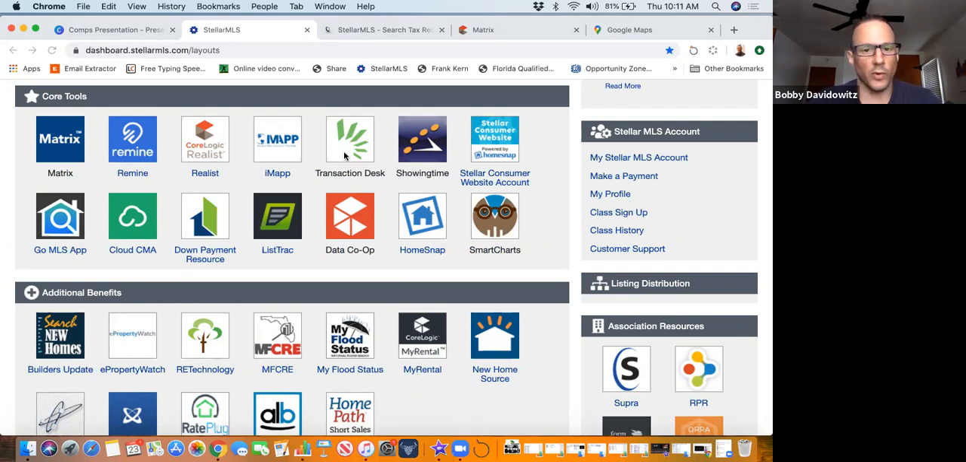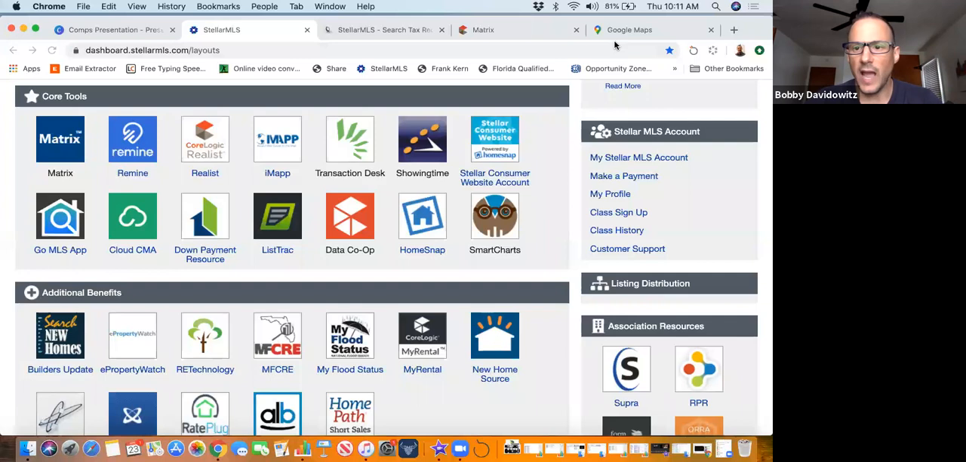Besides Transaction Desk, which is where we do all of our contracts, the tools that I mainly use are the MLS, which is Matrix, and iMapp, which is a public records tool that allows me to look at the public record of the property. Basically, it's like the property appraiser sites for everybody. Rather than looking individually at the Orange County property appraiser site or whatever county you're in, we can look at iMapp and actually look at all the counties and all the properties, which makes it super easy.